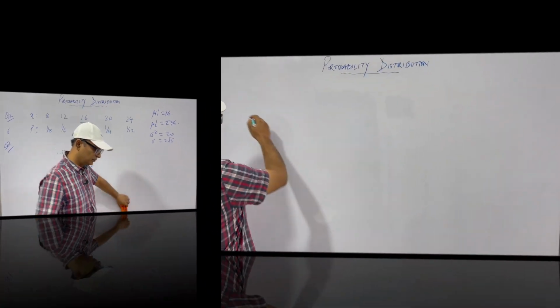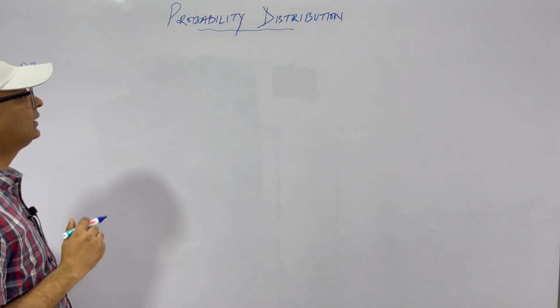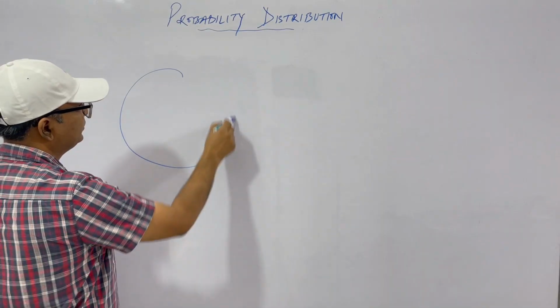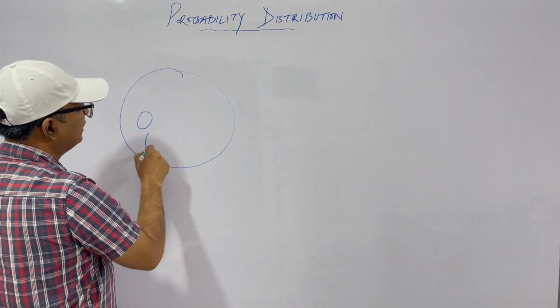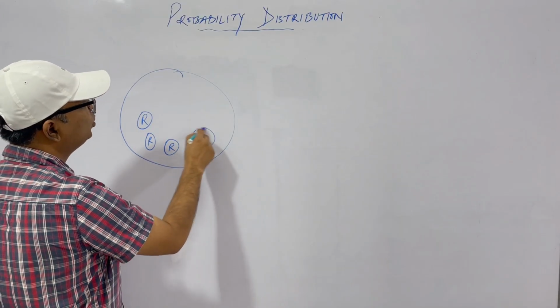Clear? Now our question 3 is a very good question. It says we have a basket in which we have 3 red balls and 2 white balls.